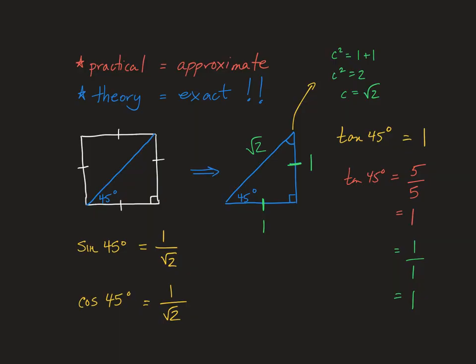Okay, now that we see that, I hope that we can recognize we have 3 trig ratios that are exact for a 45-degree angle. The sine of 45 is 1 over root 2, cos of 45 is 1 over root 2, and tan of 45 is 1. Now what I want to do is jump in and look at another special angle.